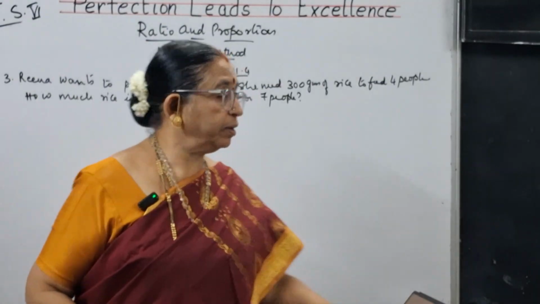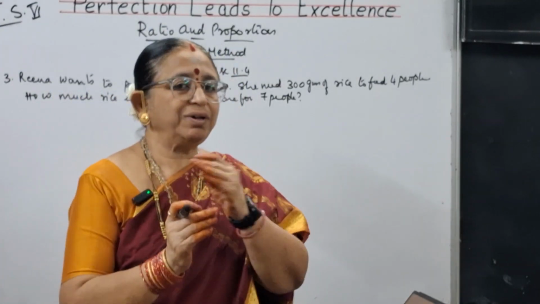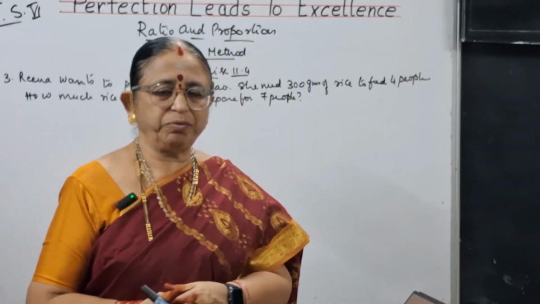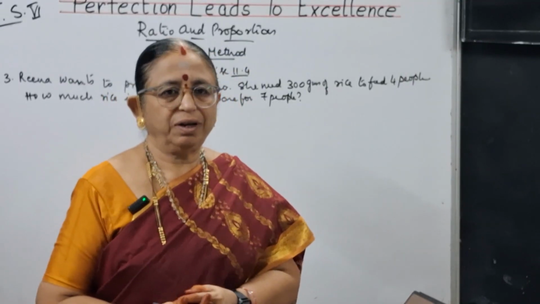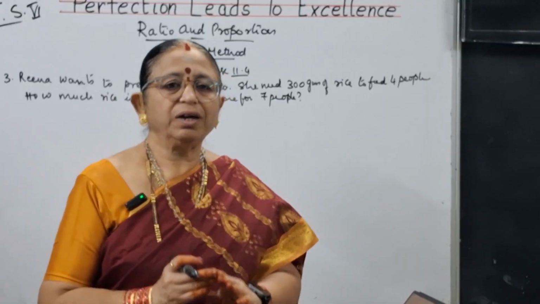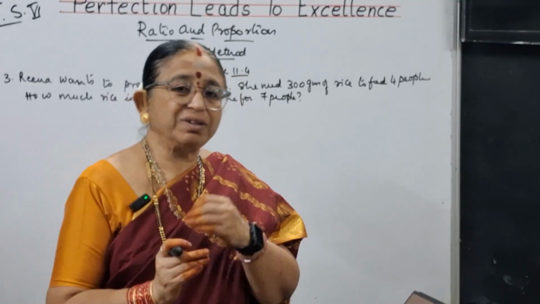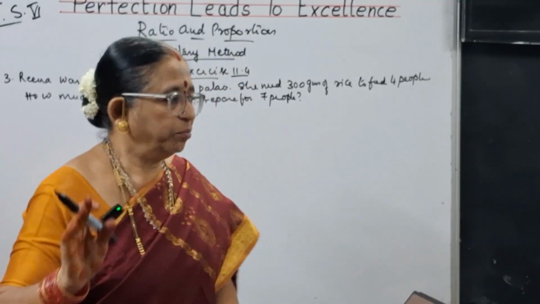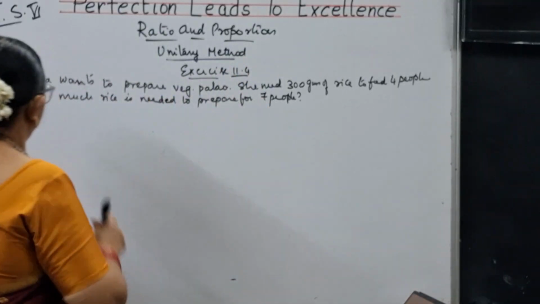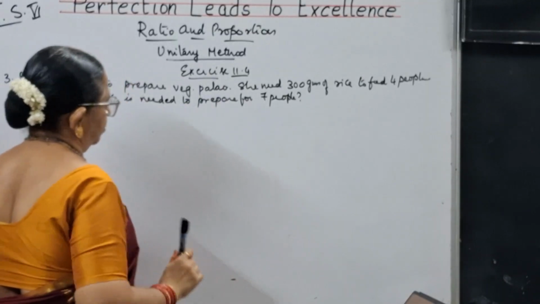Third problem, children. See, children, when I am writing the problem on the board, I am changing the problem a little bit from what is given in your textbook. You can open your textbook and see. I am not writing the total, only what is required to solve the problem. I am manipulating the problem and writing. Please bear with me. So, Reena wants to prepare vegetable palav.